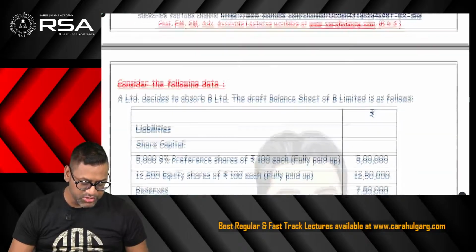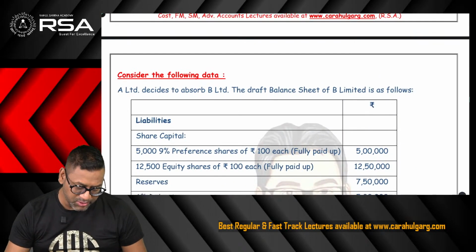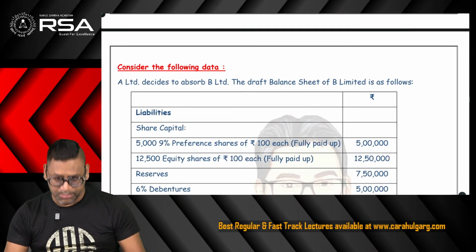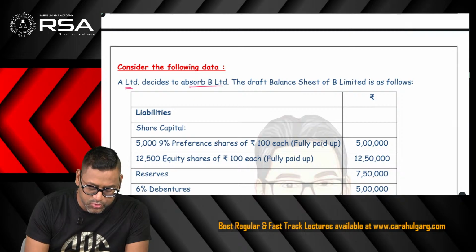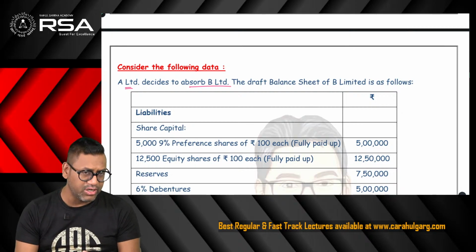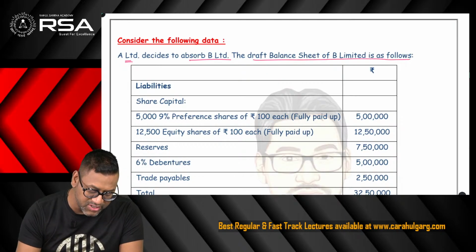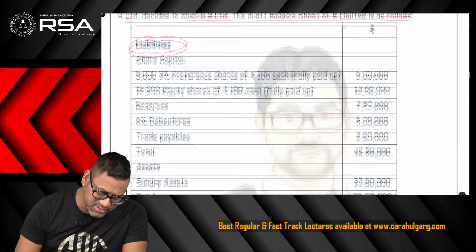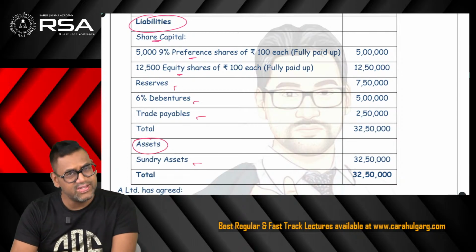Okay ji. So we start with question number 1 guys. I hope all of you are ready. Come on. So question number 1, a very nice question relating to the chapter Amalgamation. It says that A Limited decides to absorb B Limited. So this is the case of absorption where B Limited will vanish and A Limited will continue. The draft balance sheet of B Limited is given to us. There are certain liabilities in which there is share capital, preference as well as equity, certain reserves, debt and trade payable. In the asset side only the sundry assets are given.